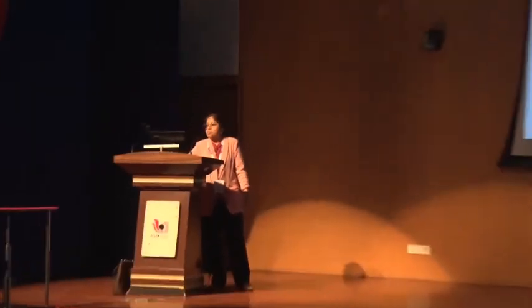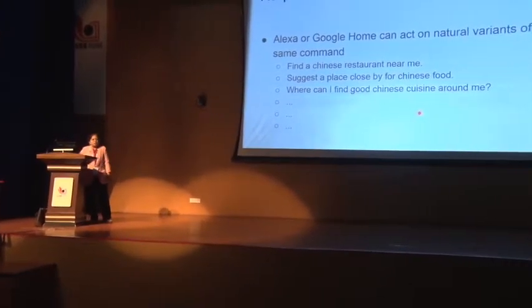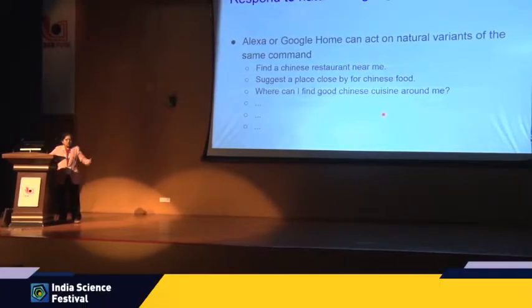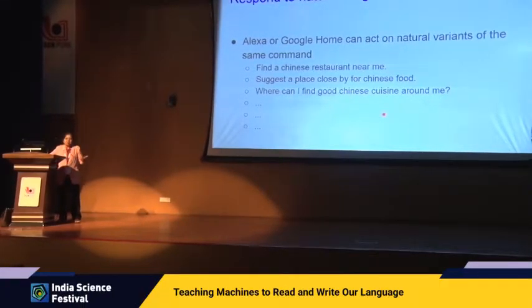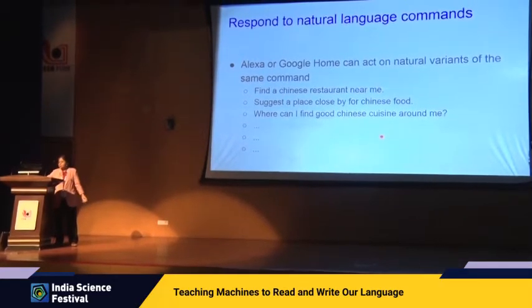So suppose for lunch you are looking for a Chinese restaurant, these are one of three of thousands of different ways in which you can query your smartphone and you will more or less get the same answer. So this demonstrates that a computer can now understand human language.